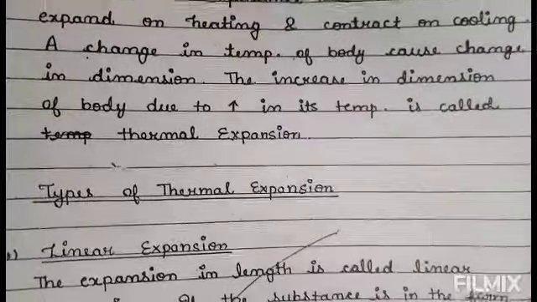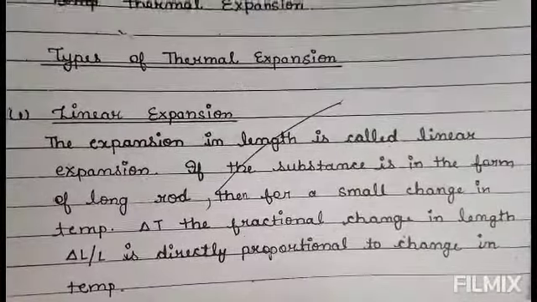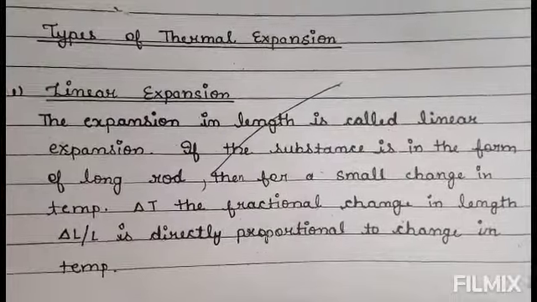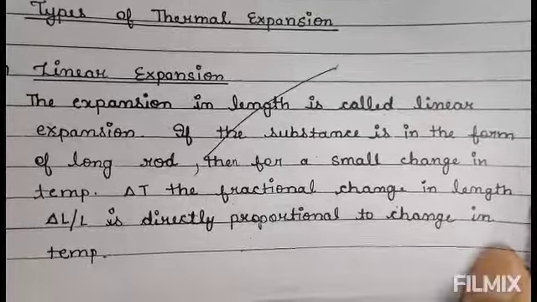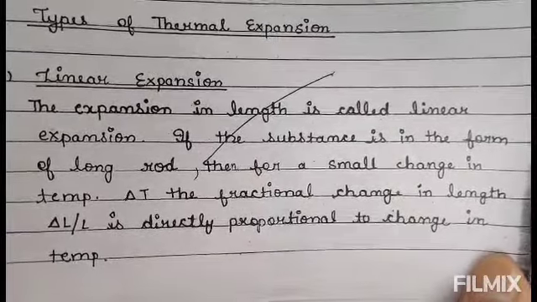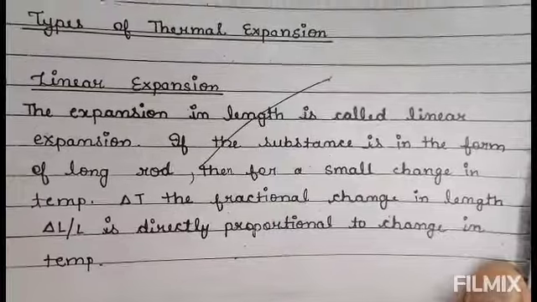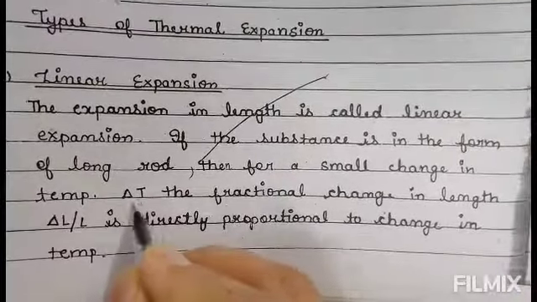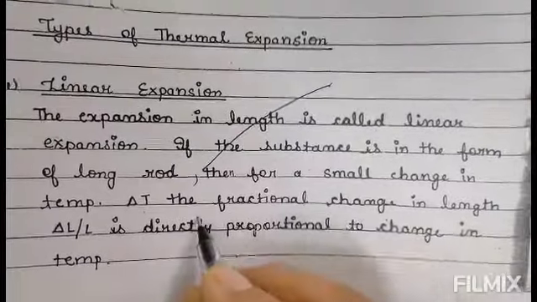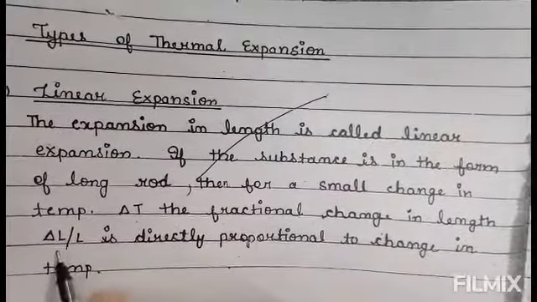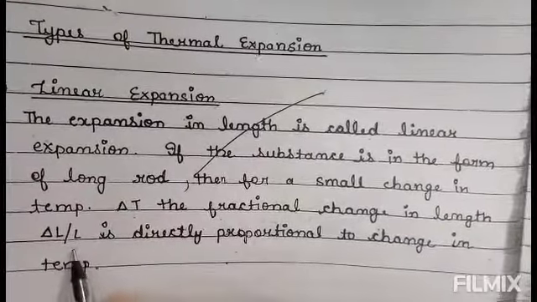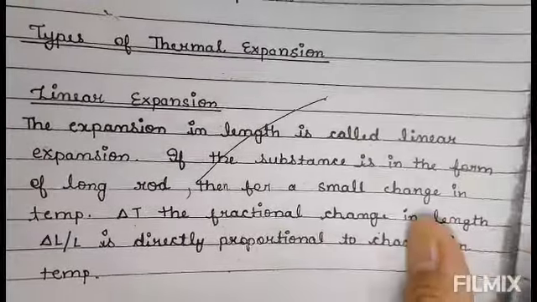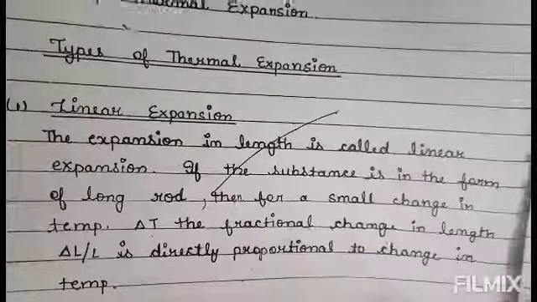We'll see now the types of thermal expansion. The first one is the linear expansion. The expansion in length is called linear expansion. If the substance is in the form of a long rod, then for a small change in temperature, let del T be the change in temperature here. So the fractional change in length is del L upon L, and del T is directly proportional to del L upon L.